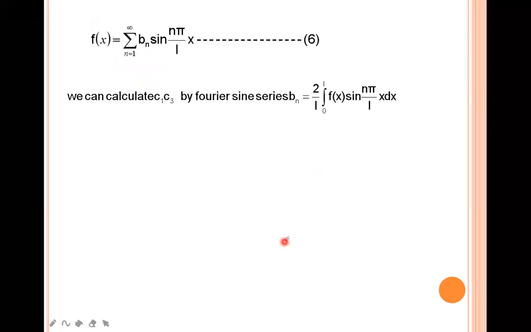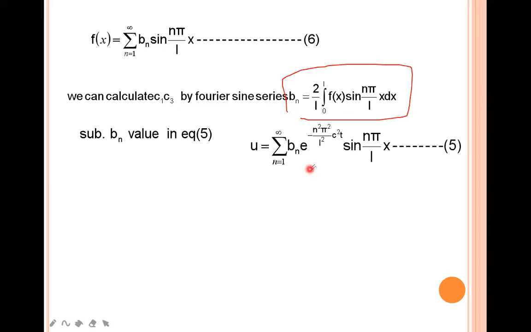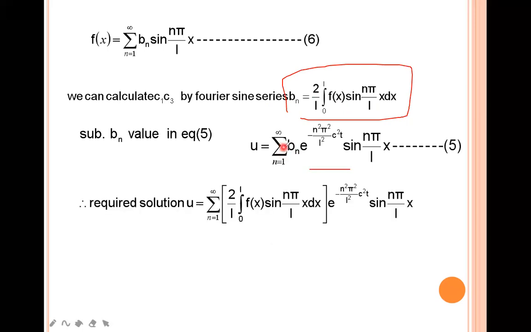Now we solve for bn by using the Fourier sine series formula. That is bn equal to 2 by L integral 0 to L f of x sin (n pi by L) x dx. Therefore substitute this value in equation 5 for the required solution. So equation 5 is this one. In this put the bn value. Therefore u equal to summation n equal to 1 to infinity of [2 by L integral 0 to L f of x sin (n pi by L) x dx] into e raised to minus n square pi square by L square c square t into sin (n pi by L) x.